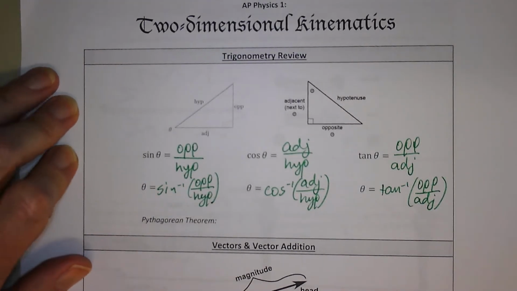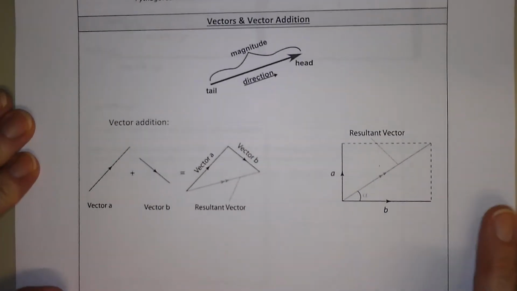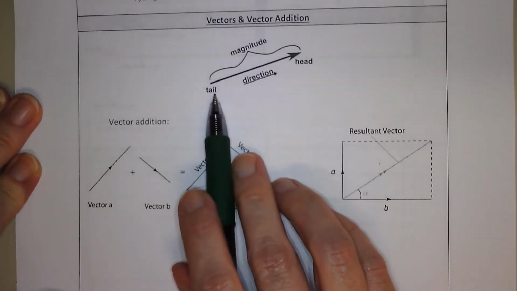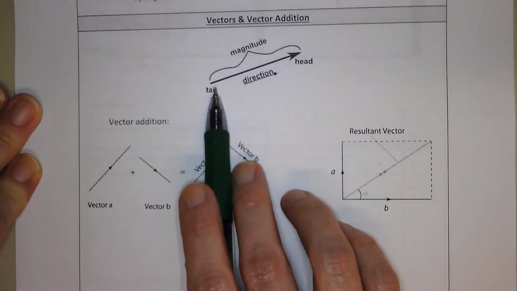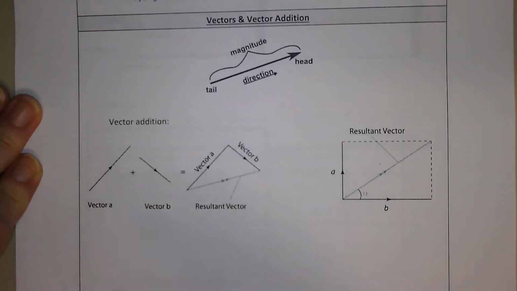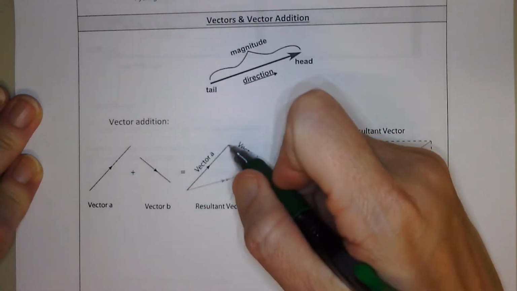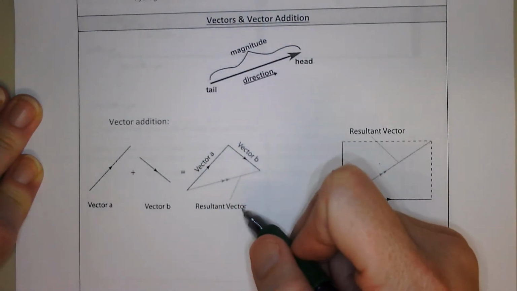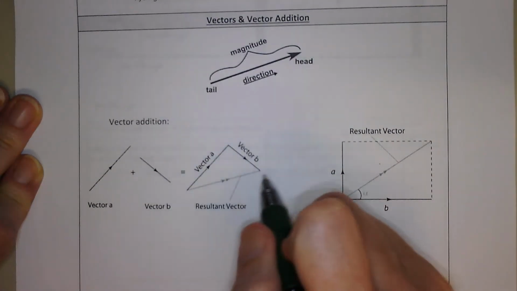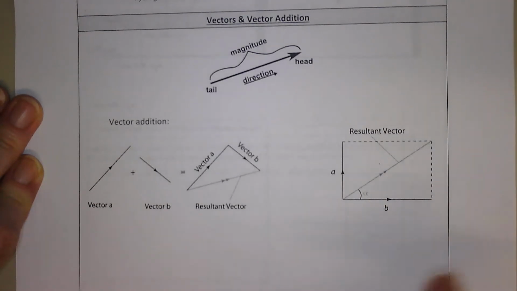Okay, and then you did a little bit of vector addition when you did your summer assignment. All vectors have a magnitude and they have a direction. The head is where the arrow is, the tail is where the arrow is not. If you had vector A plus vector B, you would connect vector A, and then connect vector B to the head of vector A, head to tail. Then the resultant vector would be from the tail of A to the head of B. A lot of times you can find a right triangle somewhere in there.